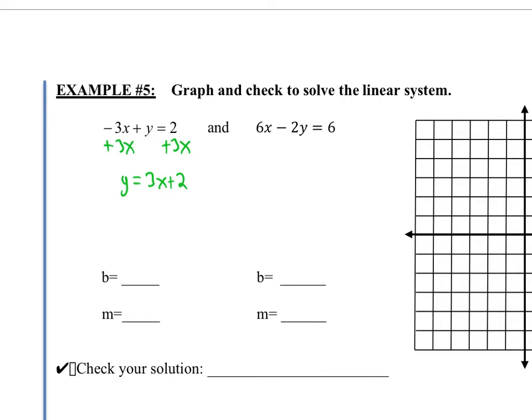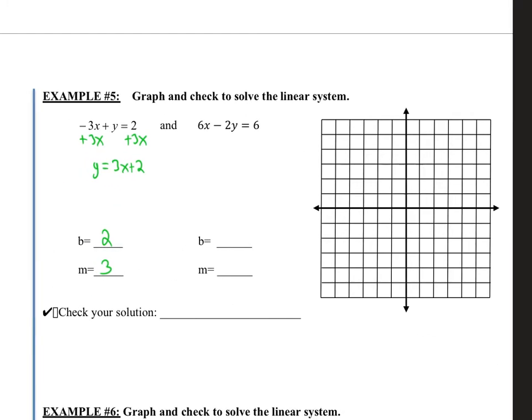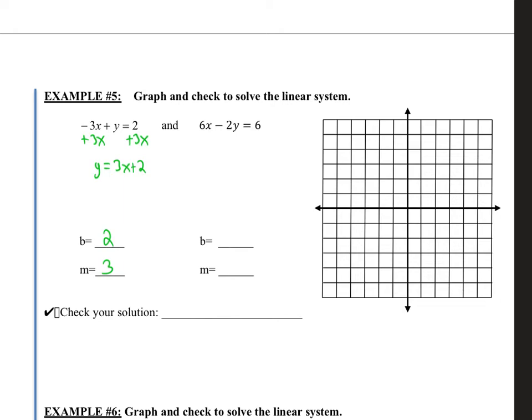What's our b value? It's 2. What's our m value? It's 3. So we're going to graph this now. Our b is 2. We're going to go up 2, put a point. And our rise over run is 3 over 1. We're going to go up 3, right 1. And also down 3, left 1. Down 3, left 1. And then there's our line.